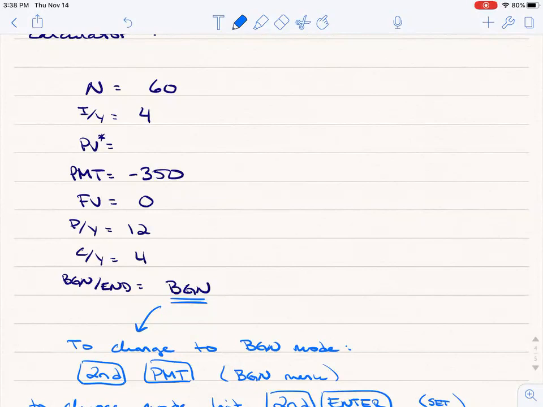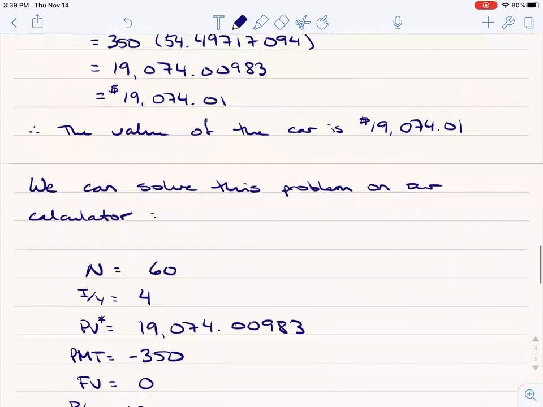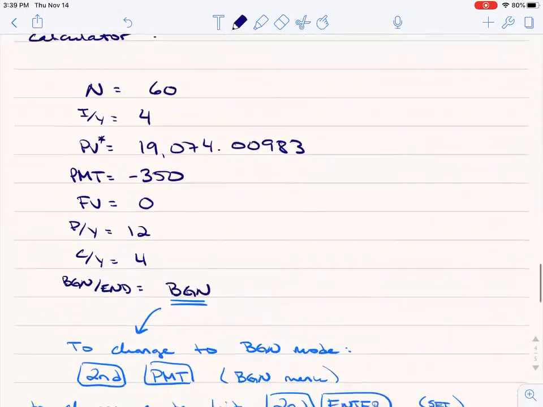So now we're going to jump in and compute that present value. So CPT, compute present value, and I get 19,074.00983, which is the exact same as we got by hand. Is using the calculator a lot easier? Yeah, it is.